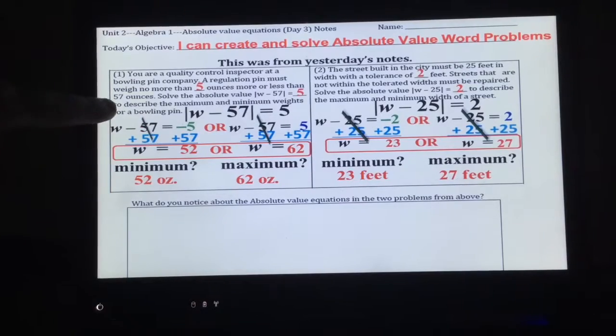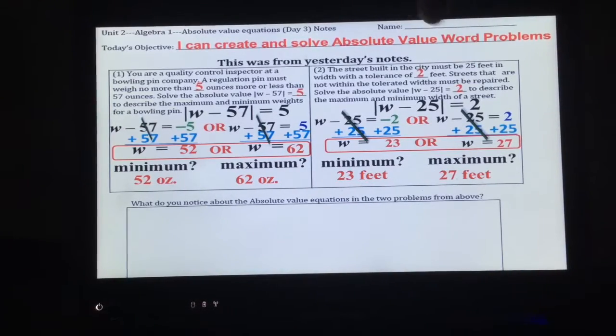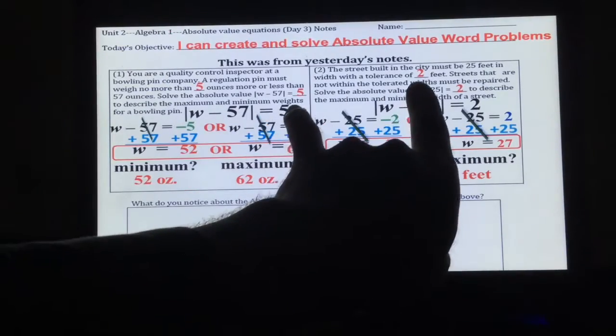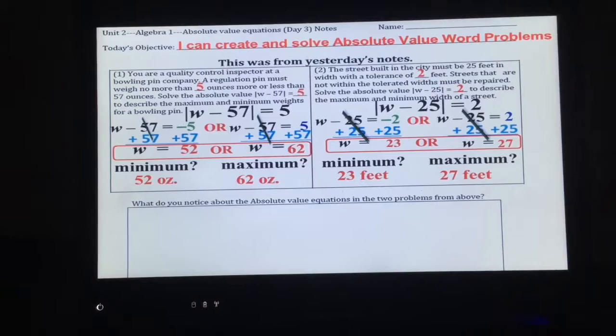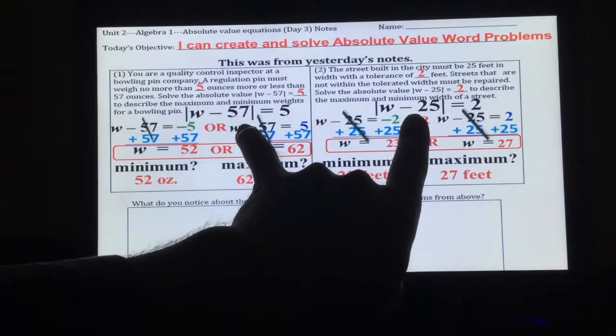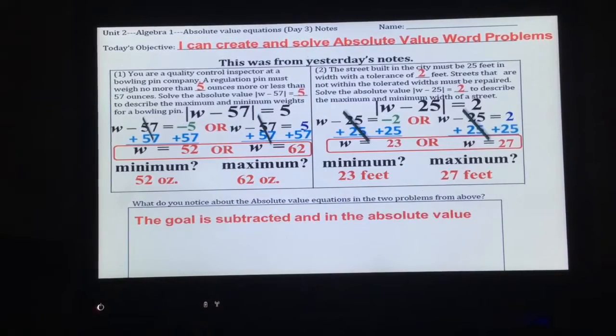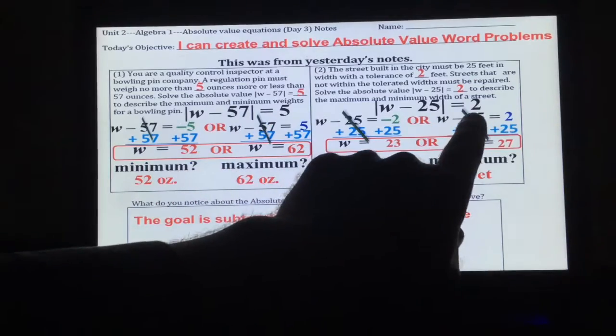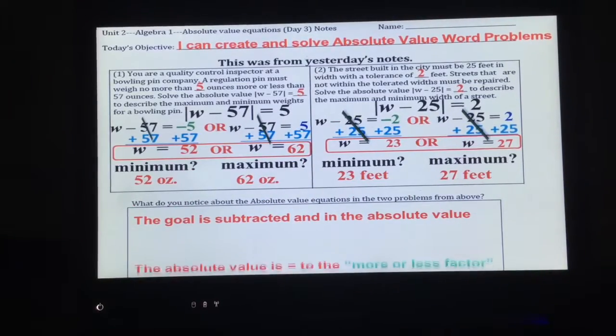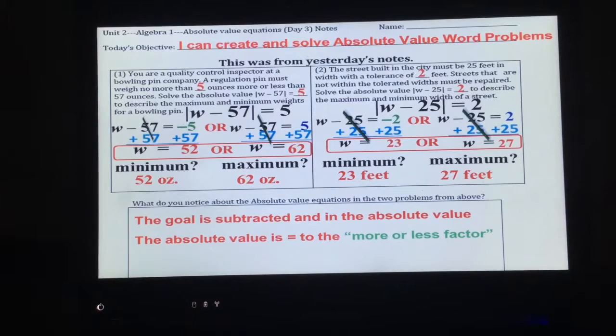Now, 57 and 25 are called the goal because that is what we're aiming for. The 5 and the 2, those are what we call the more or less factors because that's like the tolerance level, okay? So if you look at the equations, notice that the goal is inside the absolute value and it's also being subtracted. So that's what we're going to write down in this little box over here. The goal is subtracted and in the absolute value. All right, and then you notice that the 5 and the 2 are set equal to the absolute value. So that's the other thing that I want you to write down. The absolute value is equal to the more or less factor. All right, now if you need to press pause to write those down, go ahead. Otherwise, I'm going to the next slide.